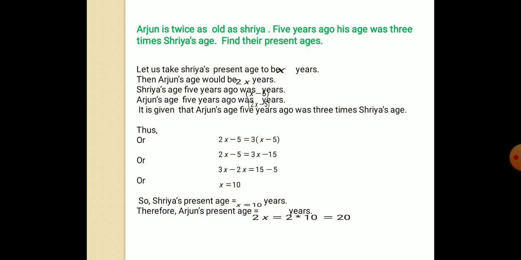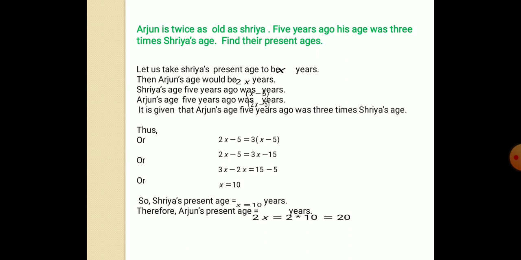Shriya's age 5 years ago was x minus 5 years. Arjun's age 5 years ago was 2x minus 5 years. It is given that Arjun's age 5 years ago was 3 times Shriya's age. Therefore, 2x minus 5 equals 3 into (x minus 5). Therefore, 2x minus 5 equals 3x minus 15.